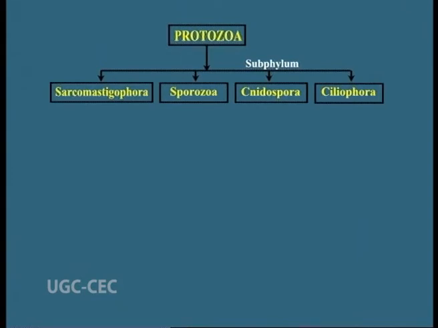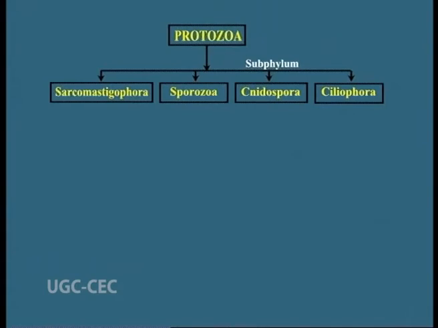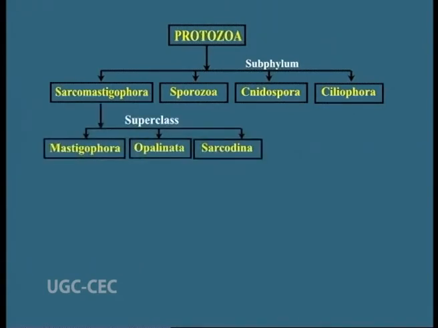Let us see subphylum Sarcomastigophora. Organelles of locomotion are pseudopodia or flagella. Nuclei of one kind, that is known as monomorphic. No spore formation, and syngamy occurs in reproduction. Subphylum Sarcomastigophora is classified into three superclasses. They are Mastigophora, Opalinata and Sarcodina.